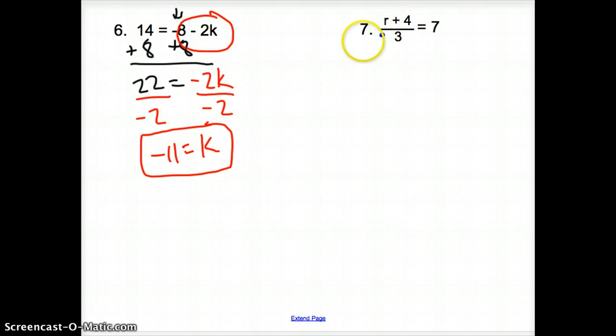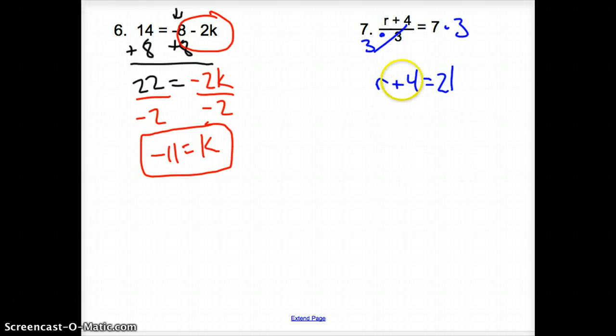So how do you undo division? You have to multiply. So we multiply by 3, and what you do to one side, you have to do to the other. When we were dividing and now we're multiplying by 3, it undoes those 2 3's, and now we're left with r plus 4 equals, and then 3 times 7 is 21. Now we can go ahead and get rid of this 4.